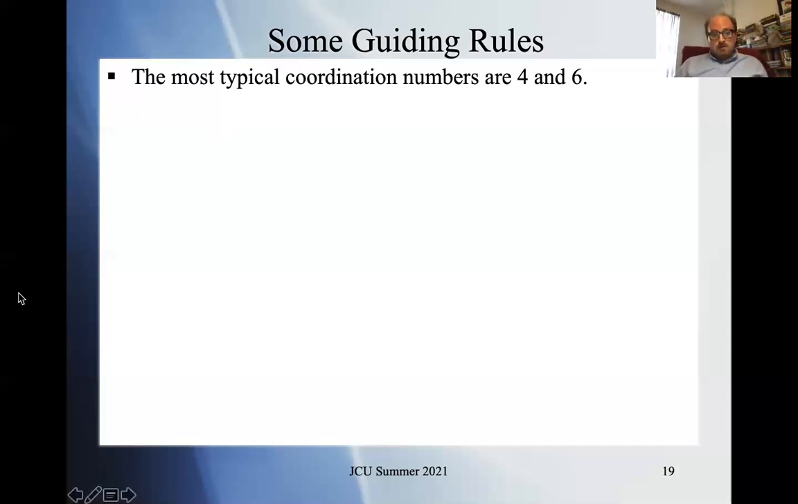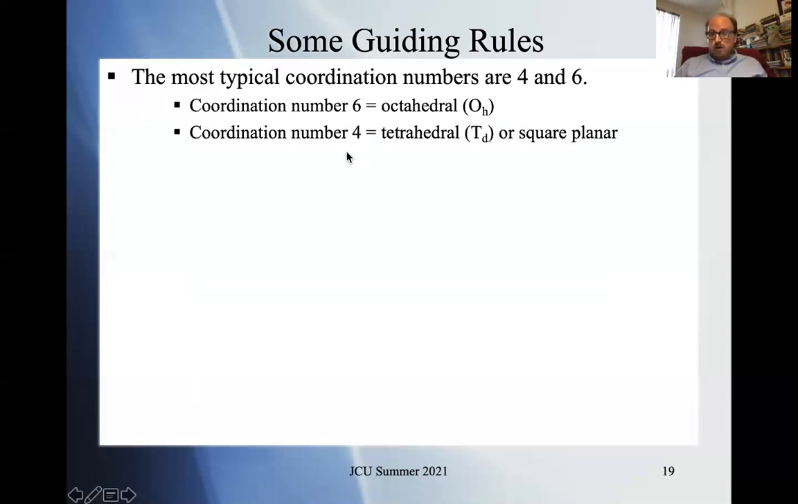Now, this part is true. The most typical coordination numbers are 4 and 6. Right, coordination number 6 is octahedral, as we've already seen, since that's what we used for the crystal field derivation. Coordination number 4, we have two options. One of them is tetrahedral. That is the more common of coordination number 4, but we're also going to have square planar geometry.